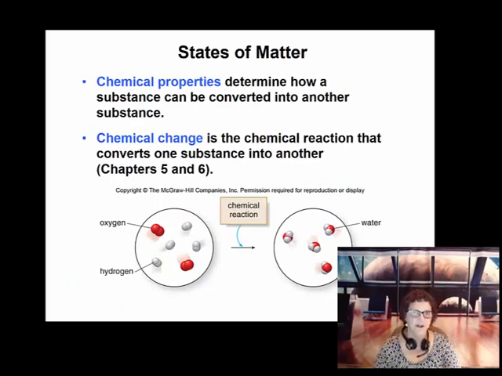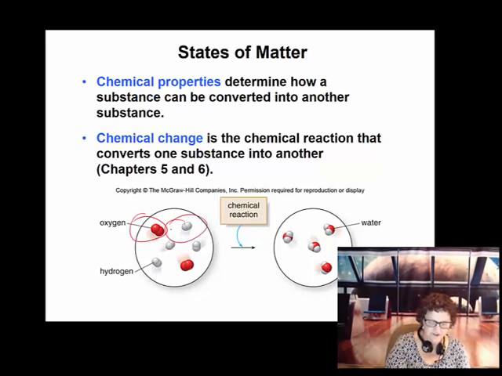Chemical properties, on the other hand: in order to find a chemical property, or for it to go under a chemical change, you're going to change it into something other than what it was before. So if you have a chemical property, you're going to be able to convert that by changing it into something else. And so the example that I have here for you is oxygen and hydrogen.